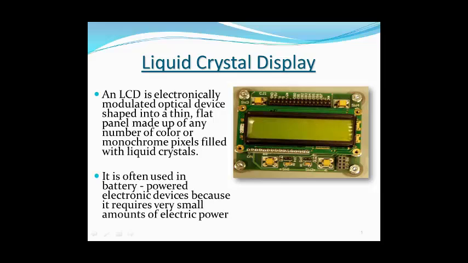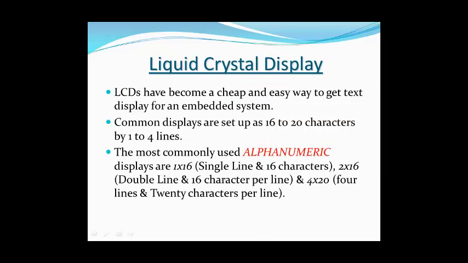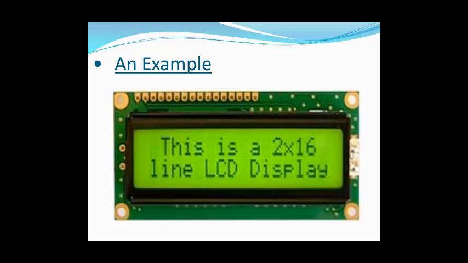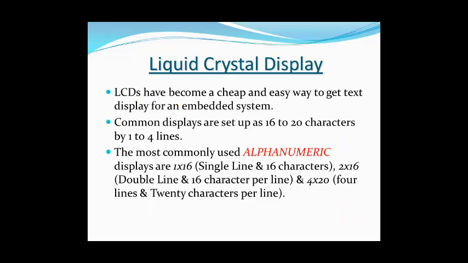An LCD display is specifically manufactured to be used with microcontrollers, which means that it cannot be activated by standard IC circuits. It is often used in battery-powered electronic devices because it requires a very small amount of electric power. In recent years, LCDs are finding widespread use replacing LEDs. The main reason could be the declining prices of LCDs. That is, LCDs have become cheap and are an easy way to get text display for an embedded system.